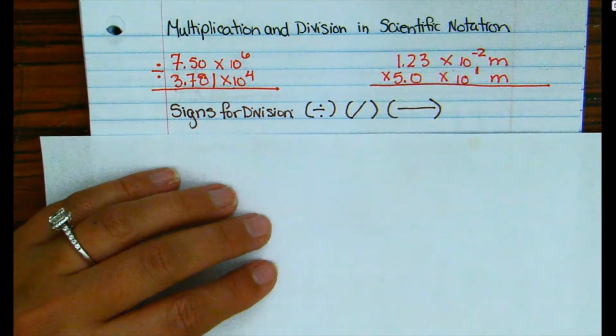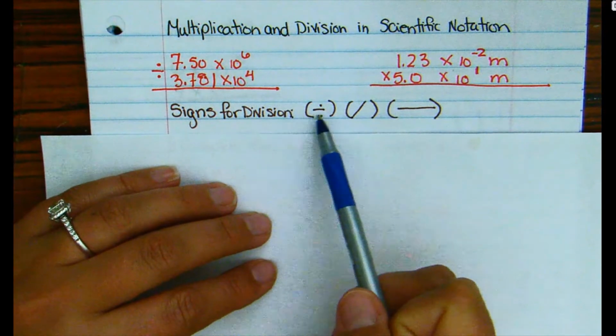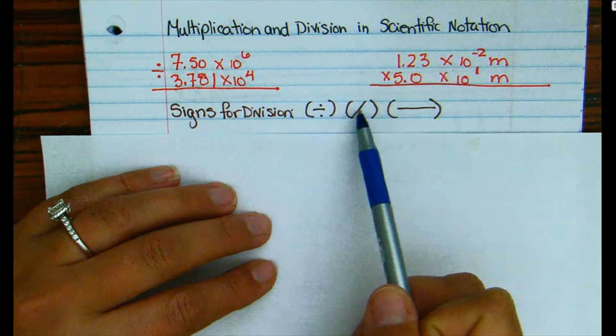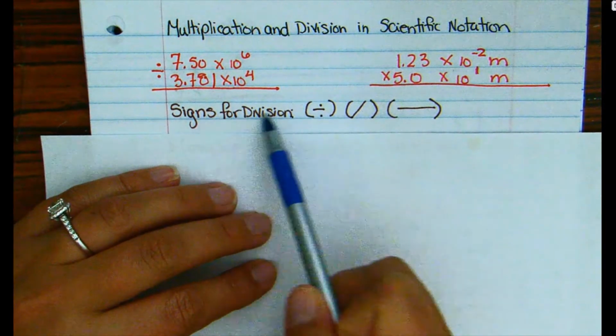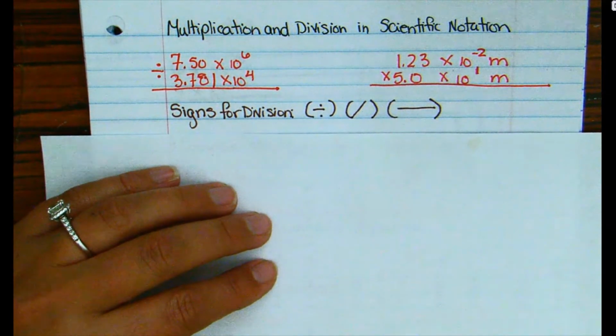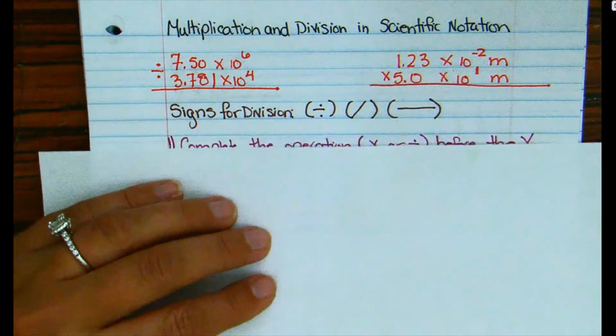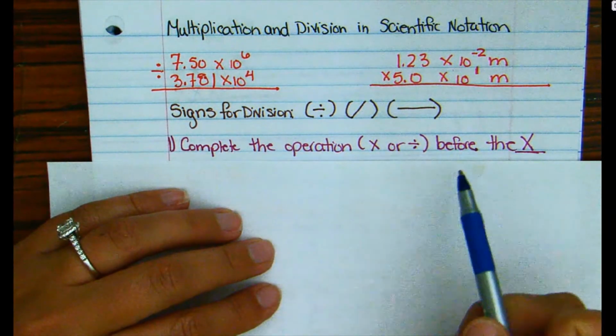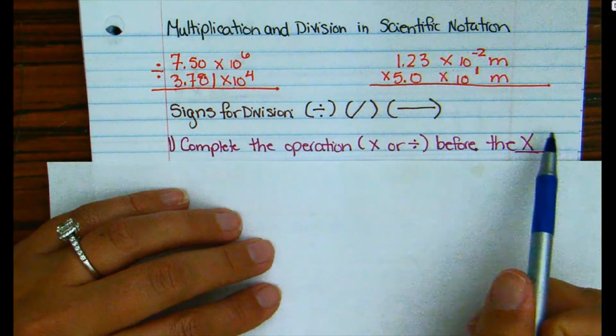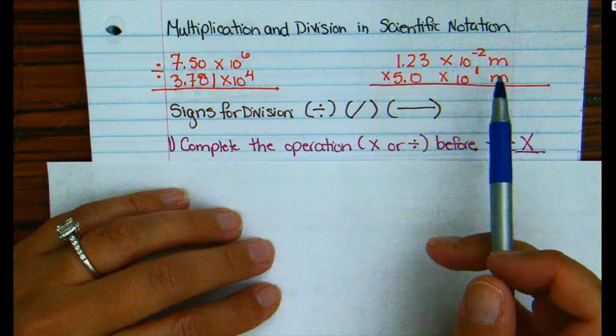So step one, know your signs for division. It could look like a division sign, it could look like a slash, or we could put it over into a fraction. No matter which way they're put, you're still going to follow the steps for division in scientific notation. The first step is to complete the operation, either multiplication or division, before your x times 10 to the.